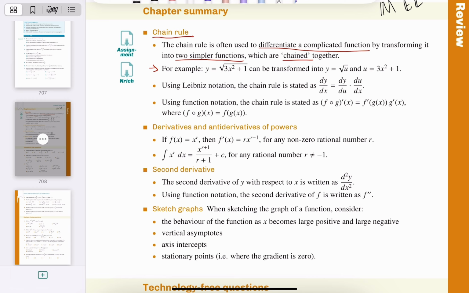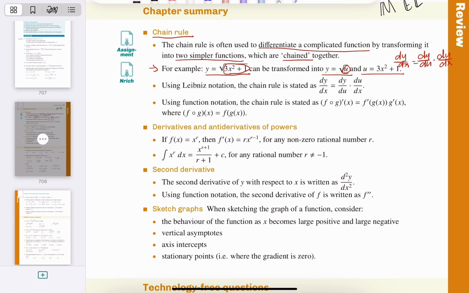For example, y equal to the square root of 3x to the power of 2 plus 1 can be transformed into y equal to the square root of u. So instead of writing this whole 3x squared plus 1, we write u instead. So we let u equal to 3 times x squared plus 1. And then by differentiating, dy/dx, we can write it as dy/du times du/dx.